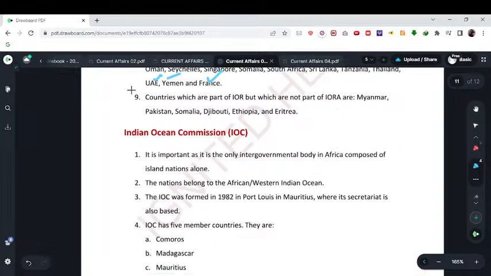Now this is important. These are the countries which are part of the Indian Ocean region, but are not part of the organization. These are Myanmar, Pakistan, Somalia, Djibouti, Ethiopia, Eritrea.